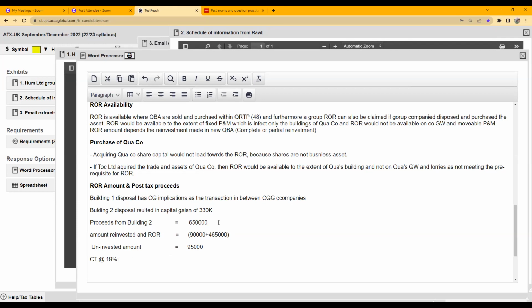95,000 into 19% is going to give you 18,050. Thank you. 18,050. Finally, the disposal of the building resulted in capital gains of 330,000. But let me elaborate also.